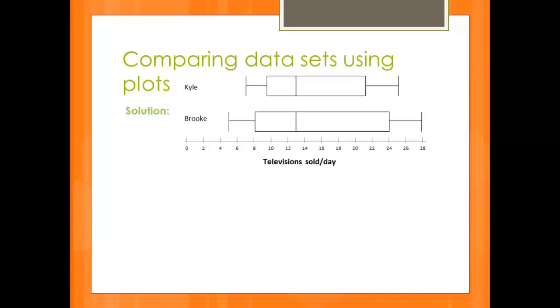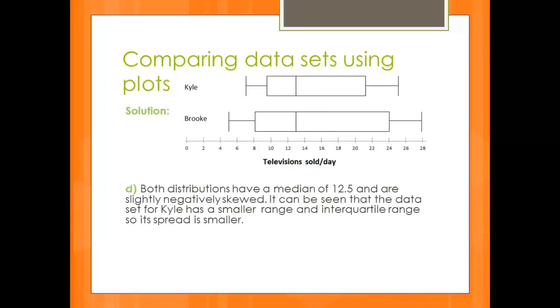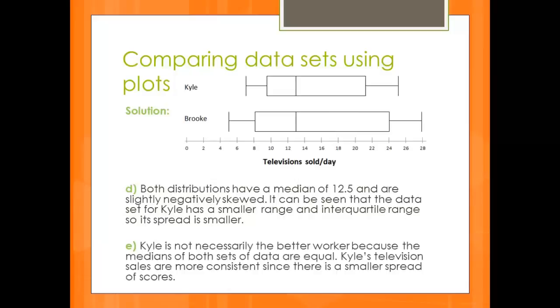Looking at the data compared in this way, we can clearly see that their medians are identical. Kyle's spread of data is a little less than Brooke's, as his interquartile range and his range are both smaller. Although Kyle has a smaller IQR and a smaller range, it doesn't necessarily mean that he's the better salesperson. He is more consistent, but Brooke has the same median as him, so overall we can say that they're about equal in terms of their salesmanship.